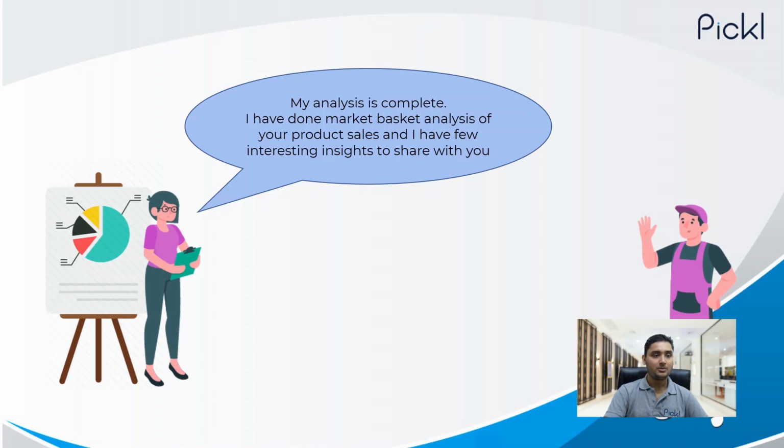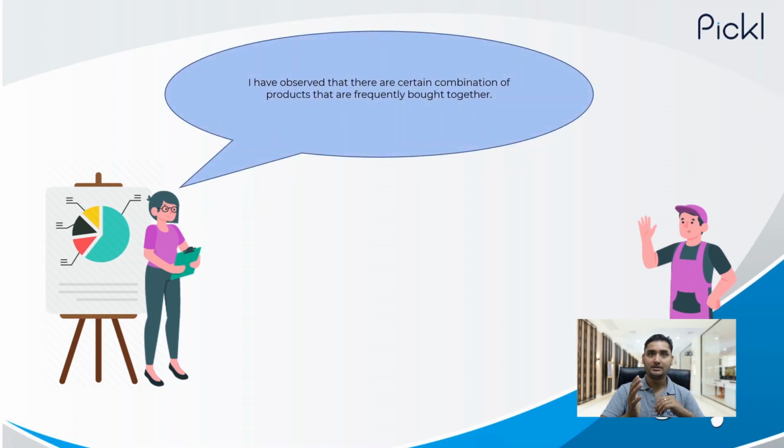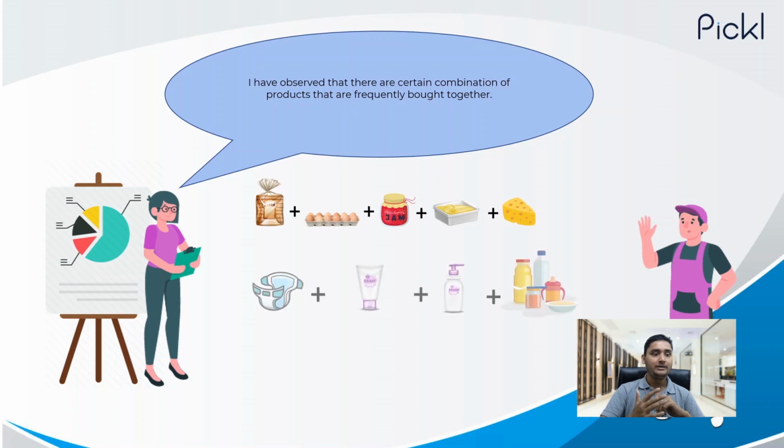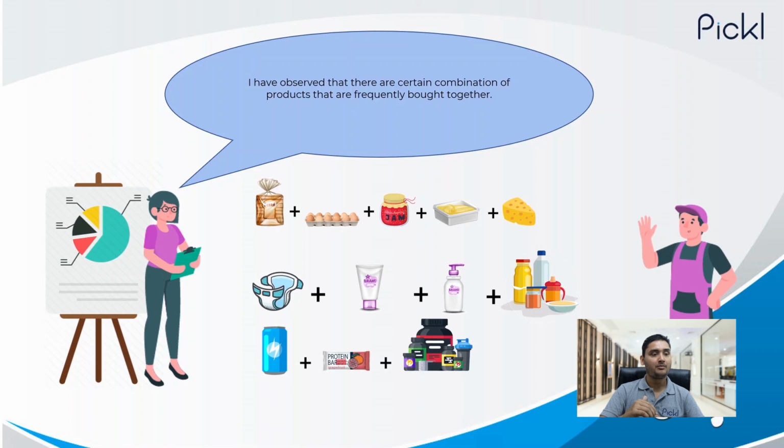Okay, so she presents the results that there are certain sets of products in the shop which are not placed together but they are generally bought together by the customers. Something like bread, egg, jam, butter, cheese, right? All the baby related products are bought together, or the energy related drinks are bought together. Cleaning related products are also bought together.